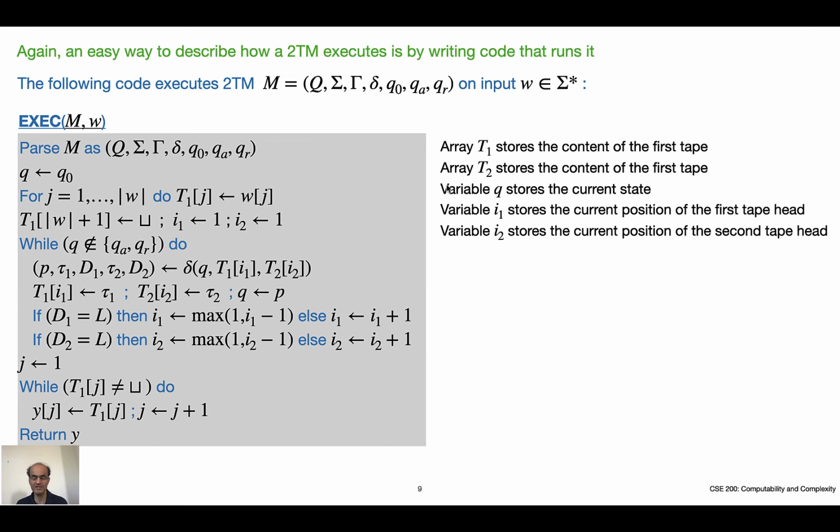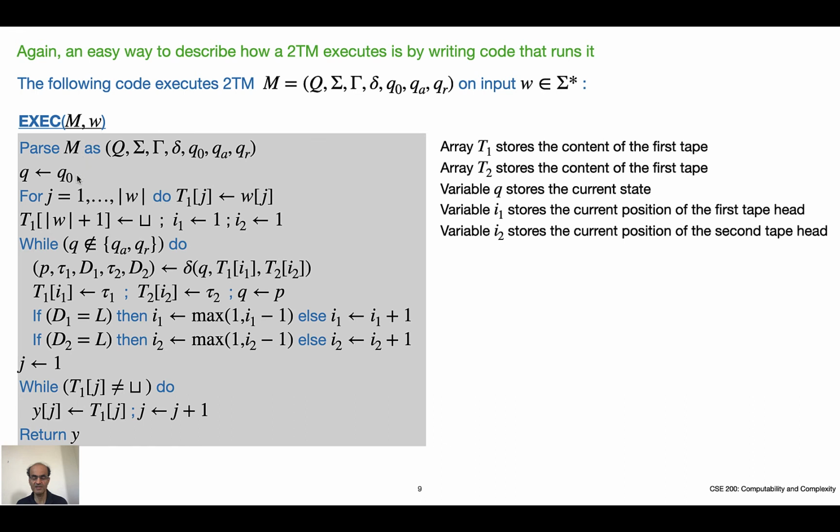I will have a variable to store the value of the current state. How do I represent where the heads are? They're simply indexes into the arrays, so integers I1 and I2. How do I start executing? Well, I have to execute on some input W.